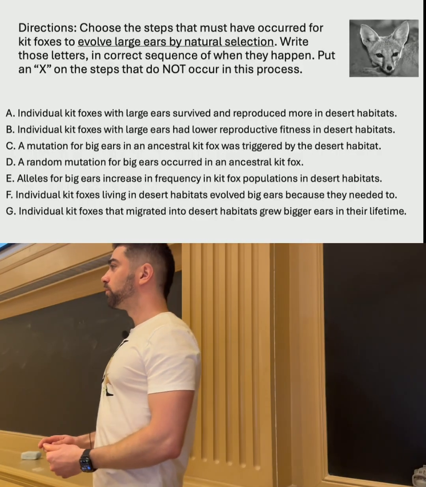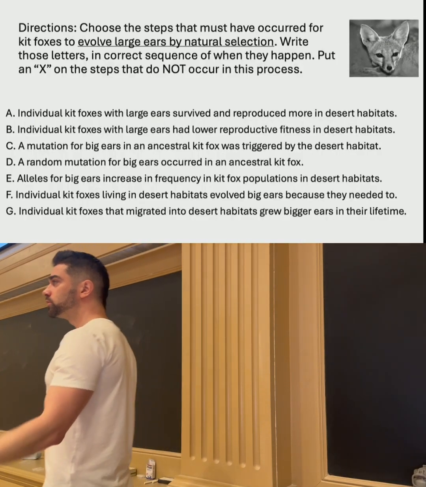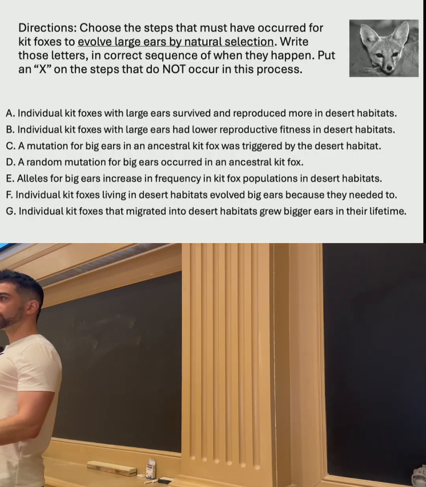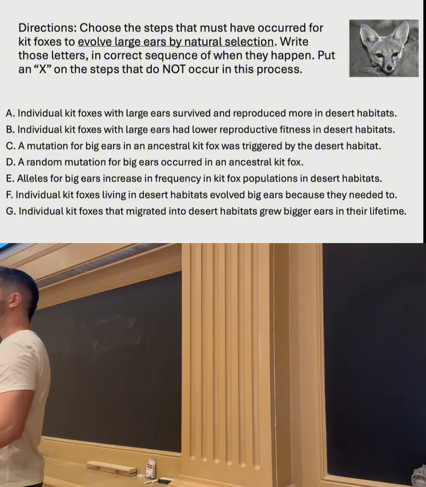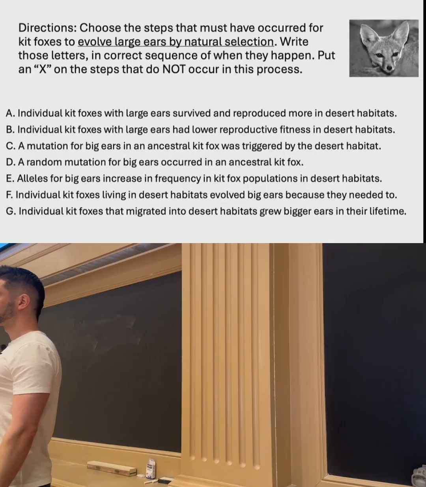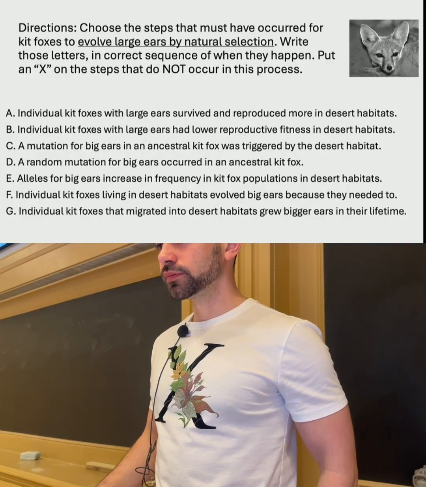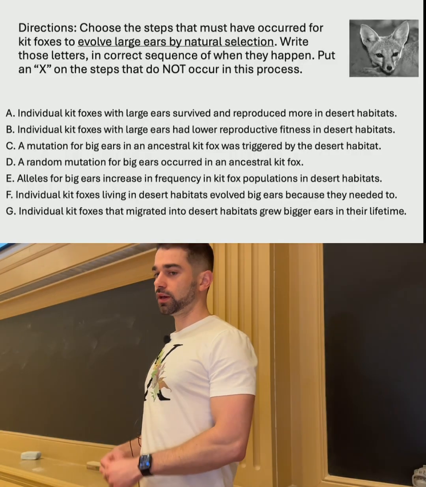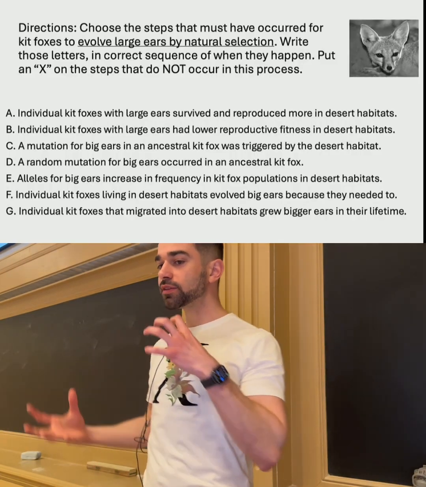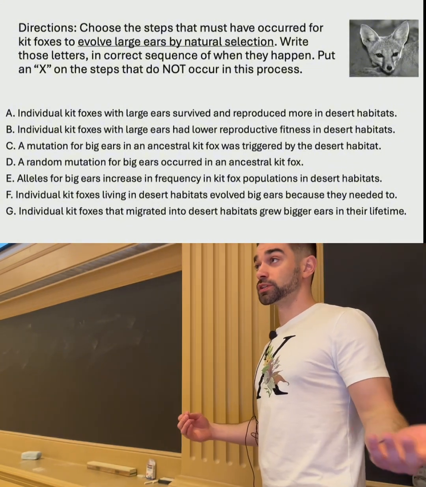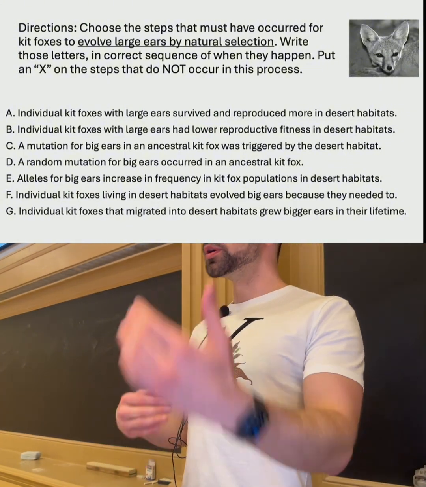Nice. What happens next? Okay, so we get a mutation, and then what? Anyone want to see what they did next? Anyone else? Yeah. We put A, that individuals with the kit fox ears, they reproduce. Yeah, absolutely. Yeah, A would be next. So once you have the mutation, individuals with that mutation and the associated phenotype of having large ears reproduced more in desert habitats.